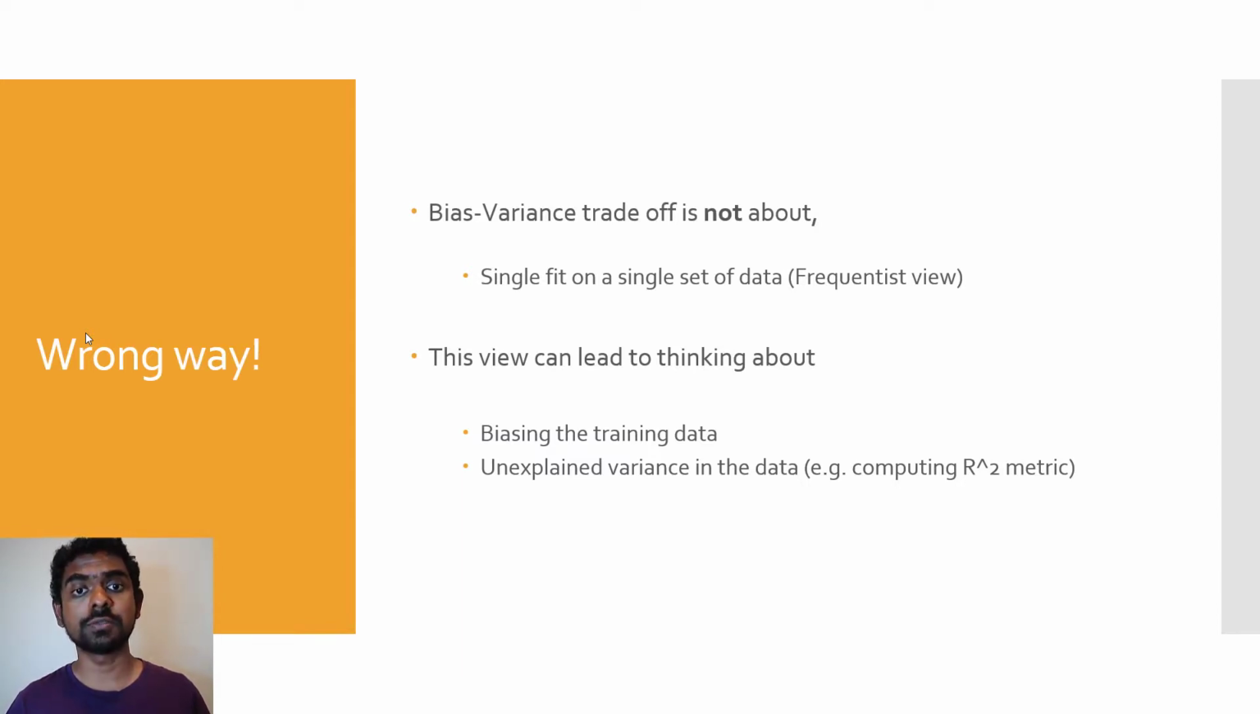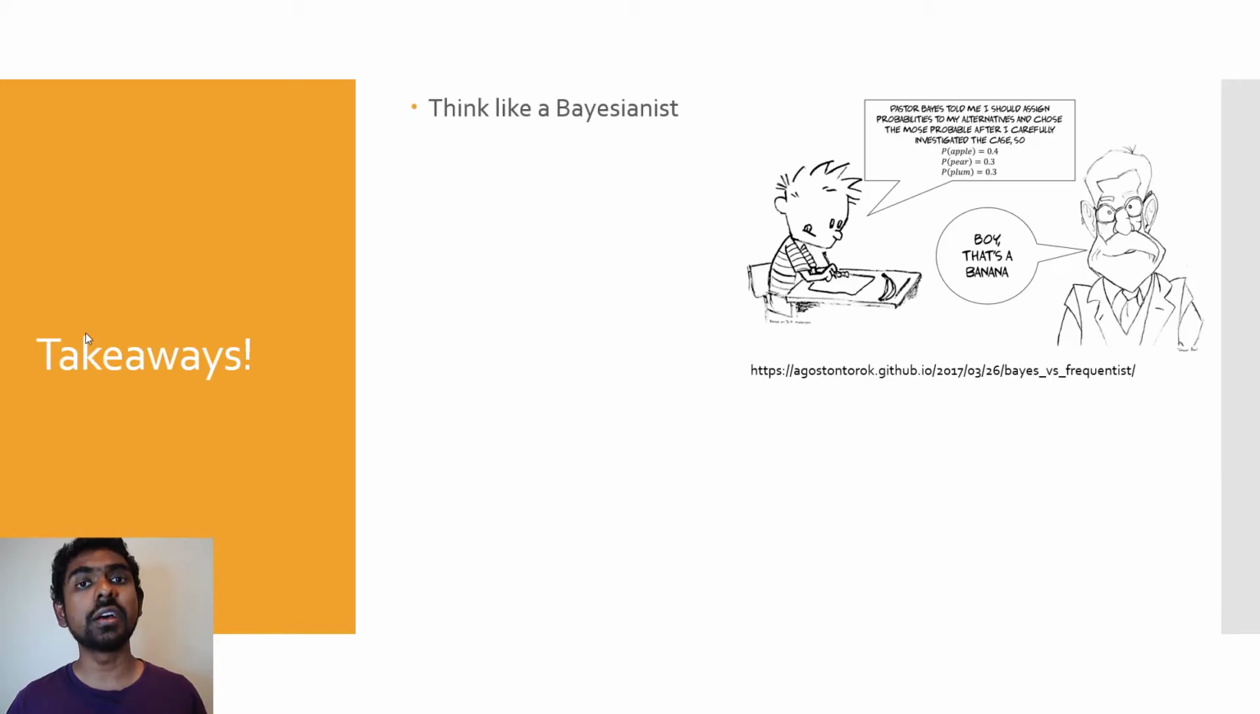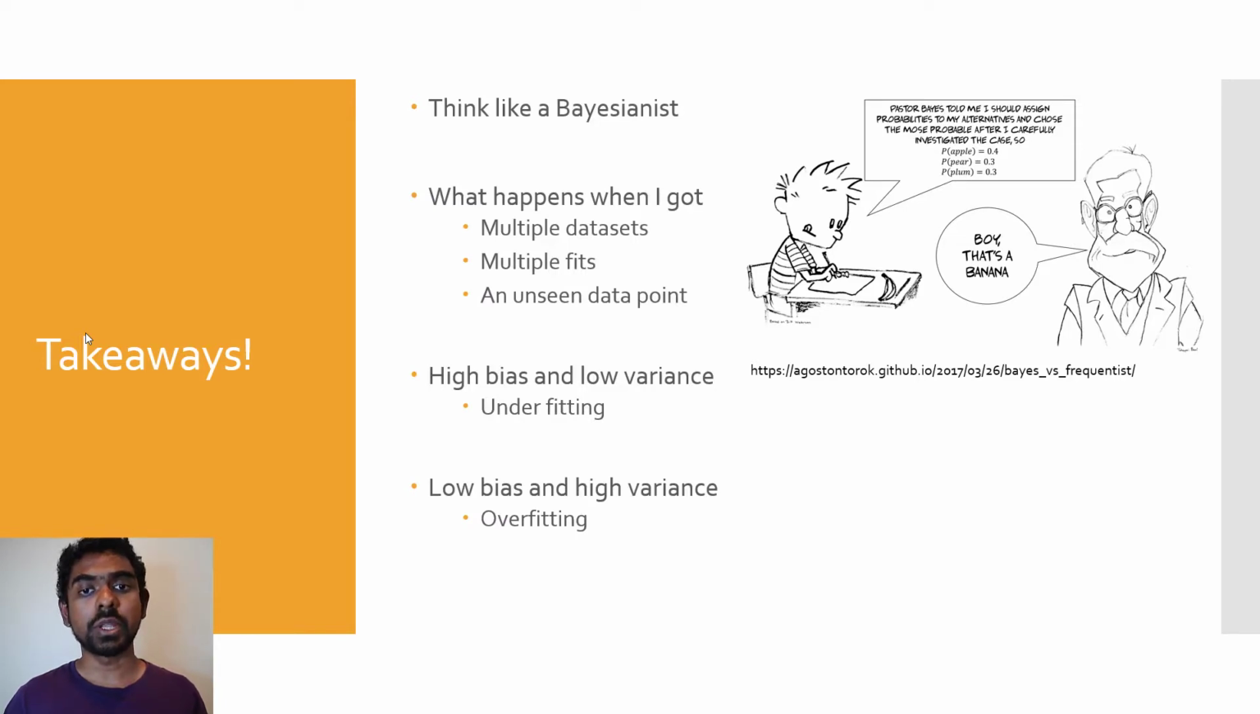The bias variance trade-off comes from a probabilistic background. It's about fitting multiple models on multiple subsets of data and seeing what happens on an unseen data point. Here are the takeaways. You need to think like a Bayesianist in order to understand the bias variance trade-off correctly. It's about what happens when I have multiple datasets, multiple fits of the model, and I want to see how it behaves for an unseen data point. That's what the bias variance trade-off is about. High bias and low variance leads to underfitting, whereas low bias and high variance leads to overfitting.